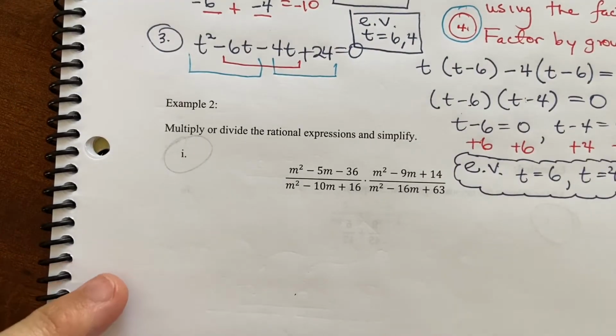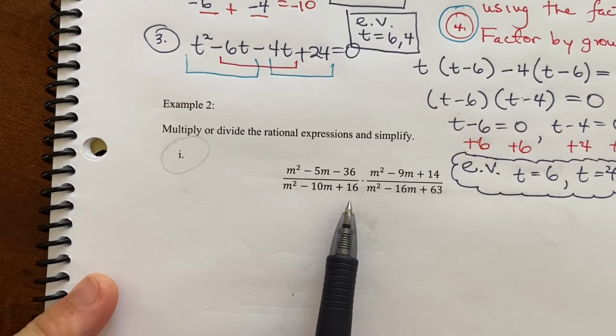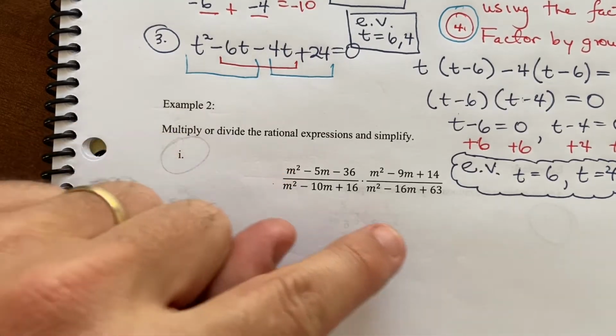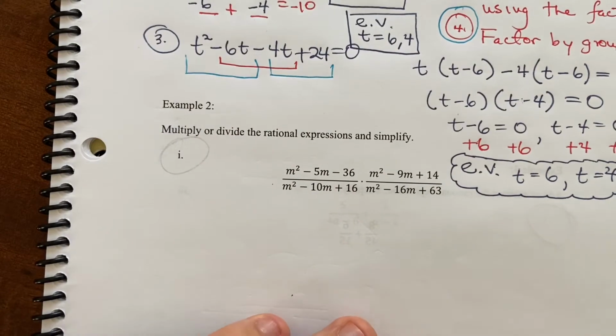All right, I'm leaving this one open. You're going to need to factor 4 times, right? Factor a bunch, cancel, state excluded values, all that good stuff.